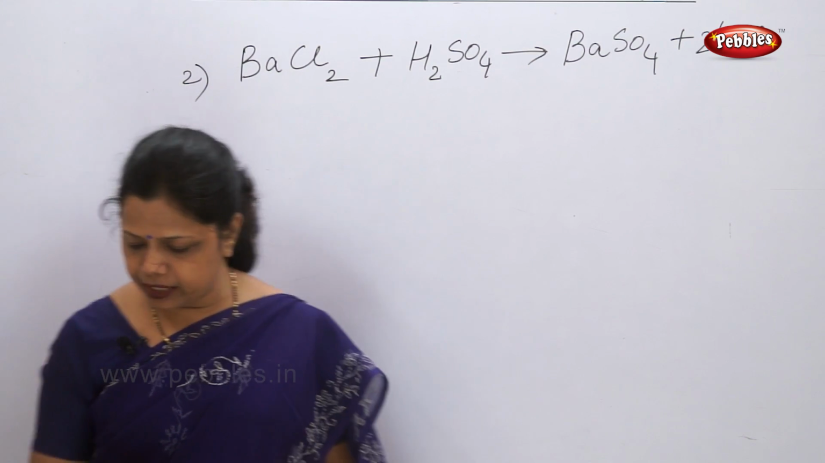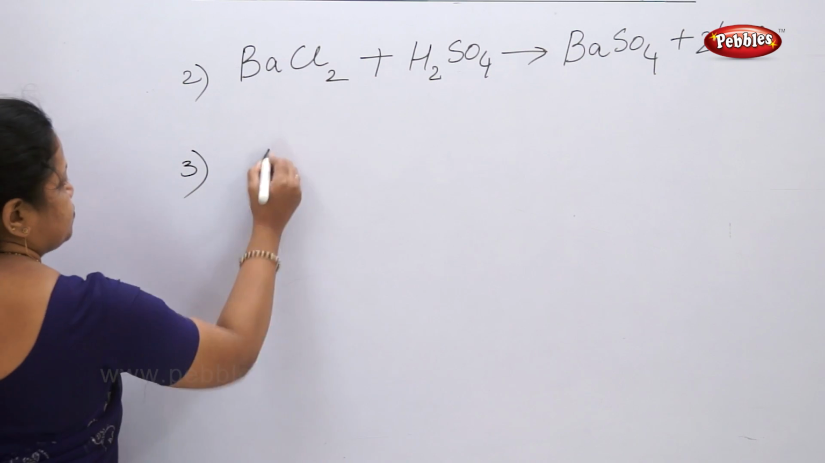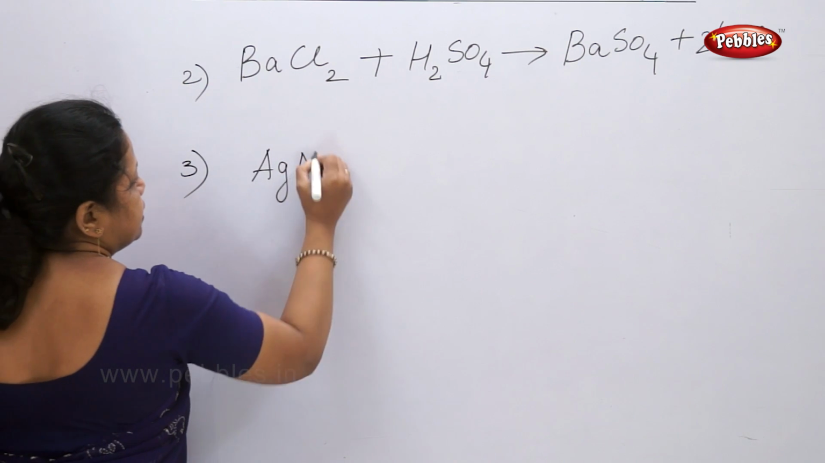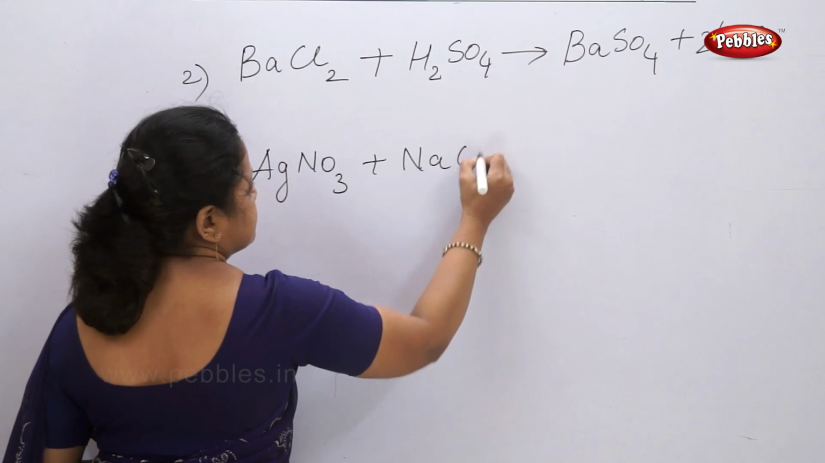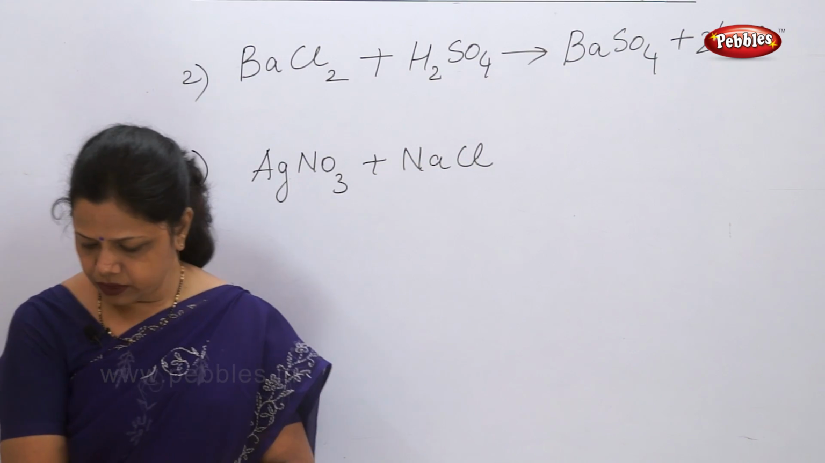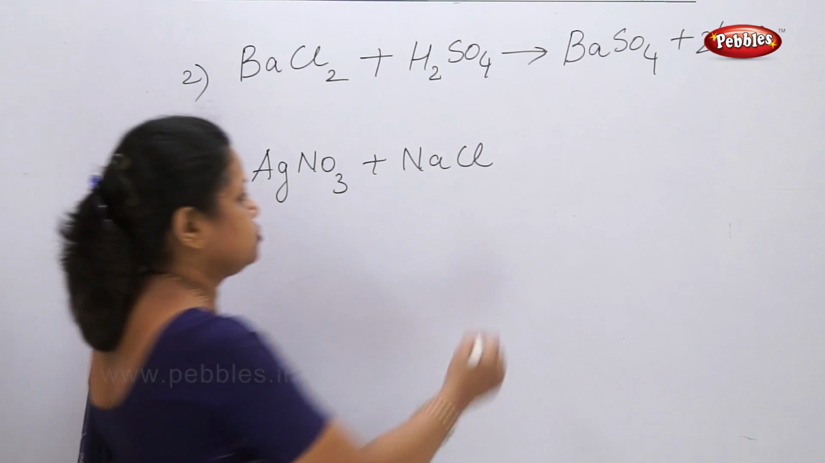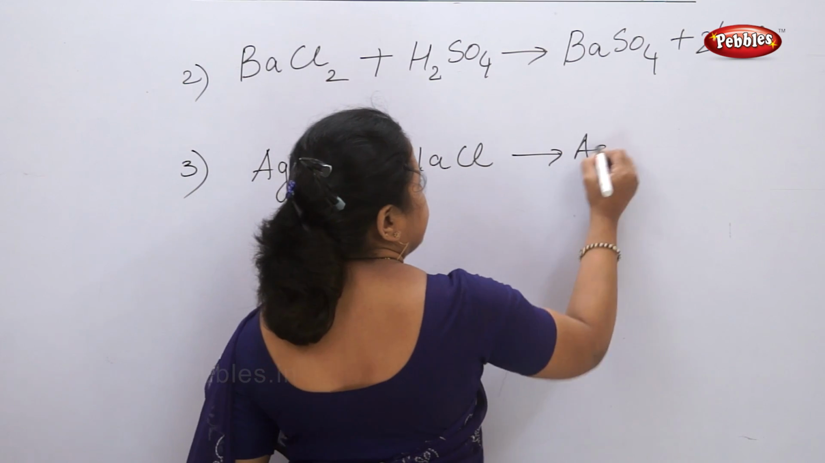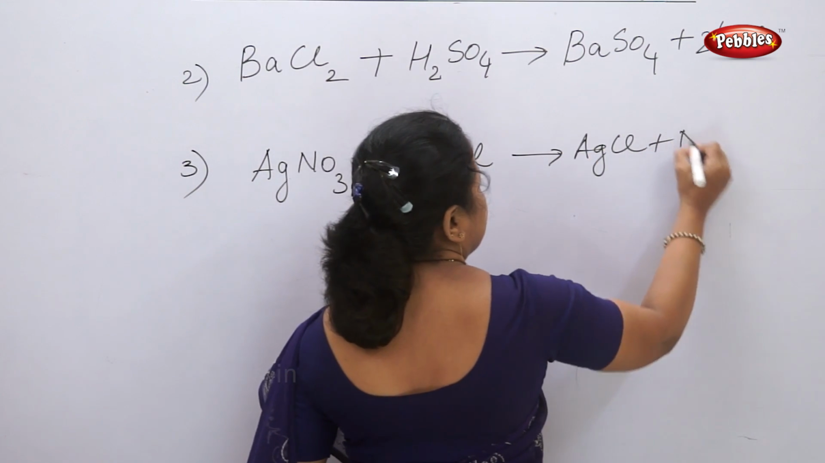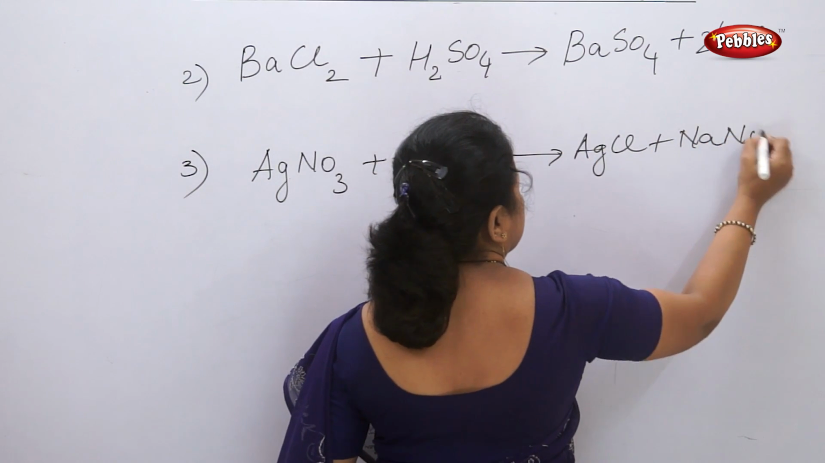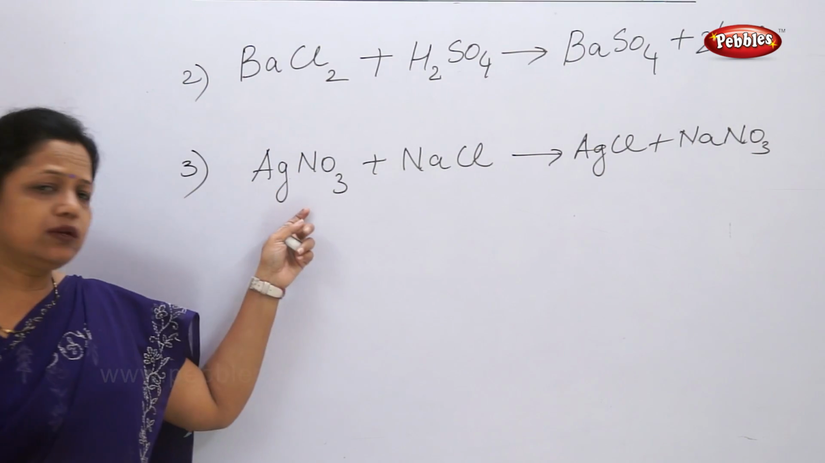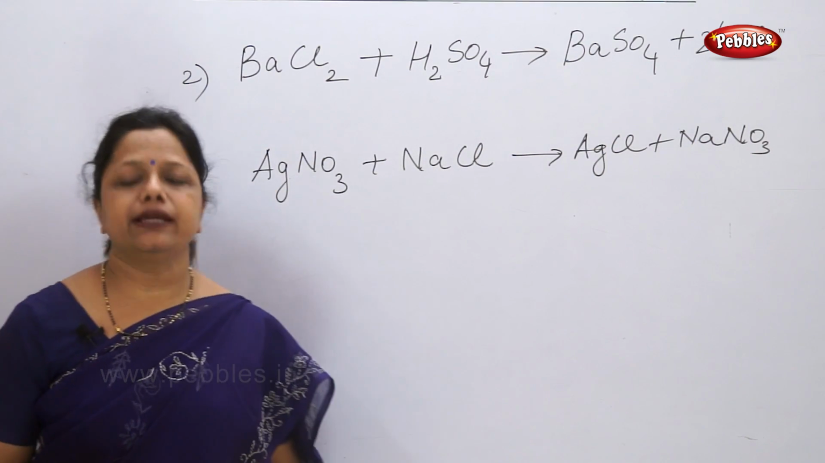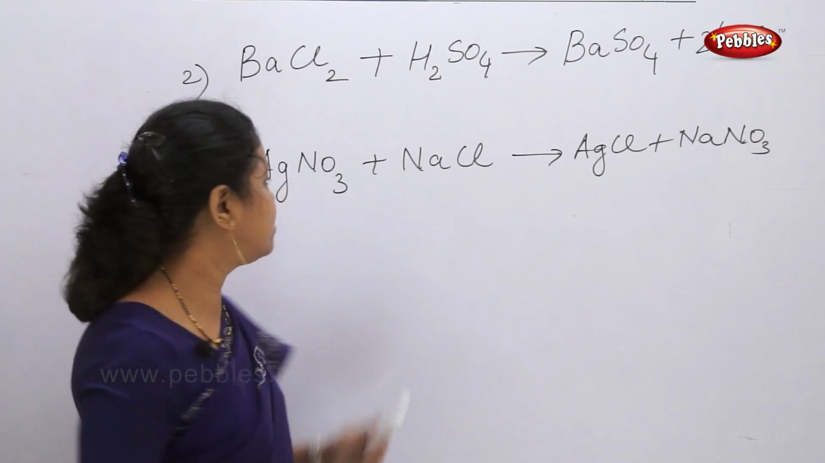So let's see, AgNO3 plus NaCl gives AgCl plus NaNO3. This is the reaction. What is AgNO3? This is silver nitrate. So you can say silver nitrate.